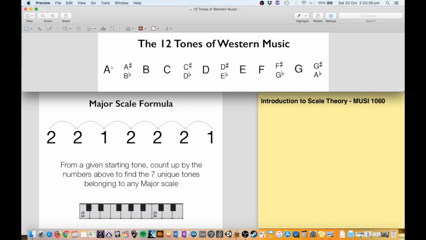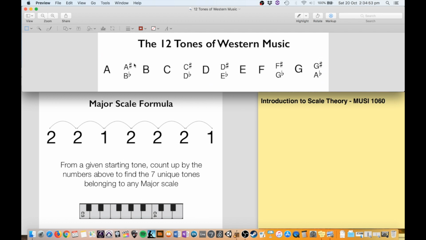The next thing to know is that this pattern of tones here is recurring. So the next highest note after a G will be a higher A here, and then an A sharp, and then a B, and so on. But then if we were to go lower than this A here, the next lowest note would be a G sharp. So think of these letters here as recurring and extending both sides.